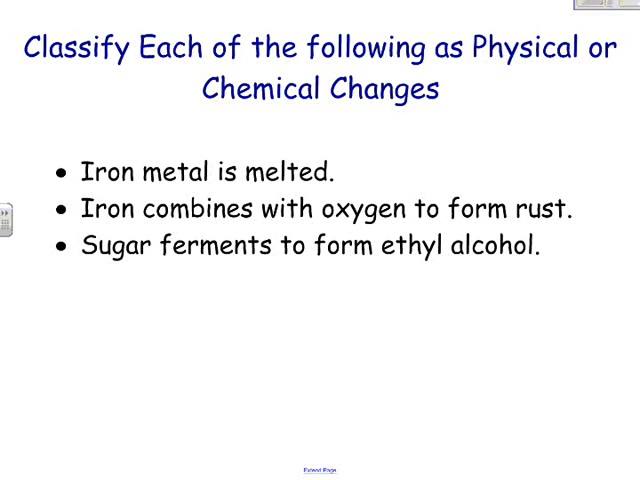Here are a couple that you can try out for yourself. So classifying each of these, and again, if you want to, after we get done reading through these, you can pause the tape, think about them a little bit. Again, keep in mind that you're looking at, did the fundamental identity of the substance change? So the first one is iron metal is melted. Iron combines with oxygen to form rust. And we're back with sugar again, fermenting to form ethyl alcohol.